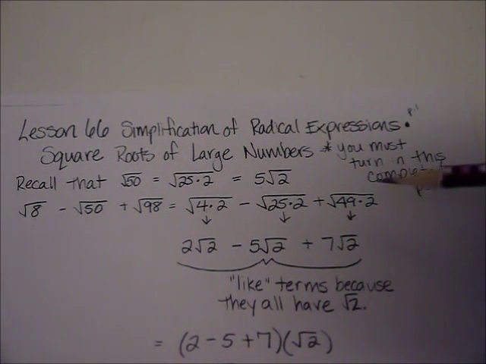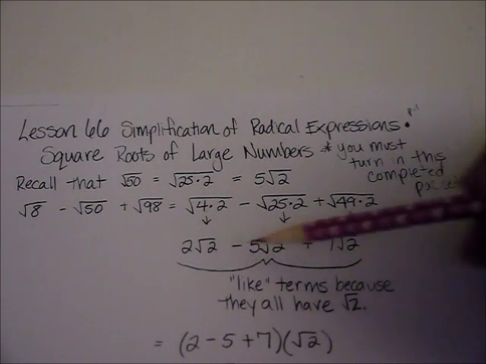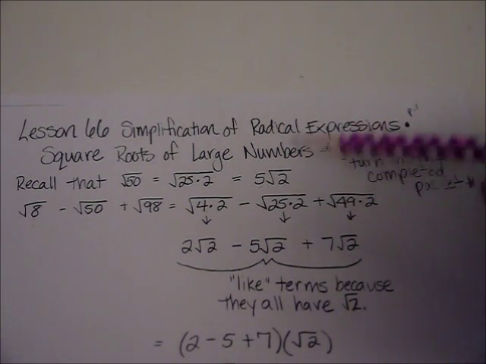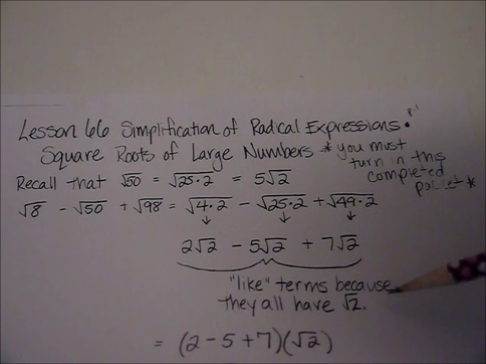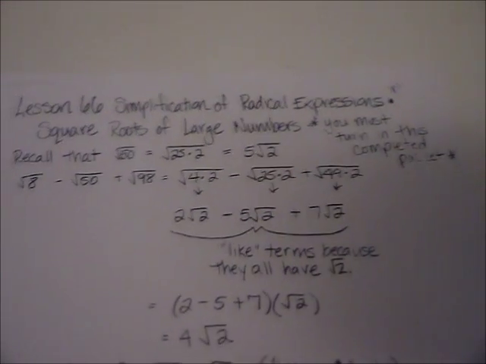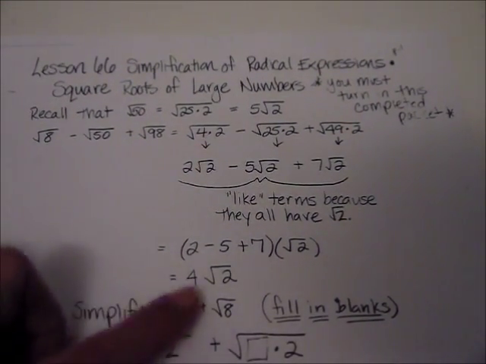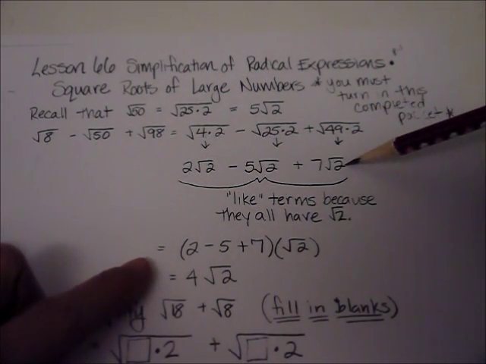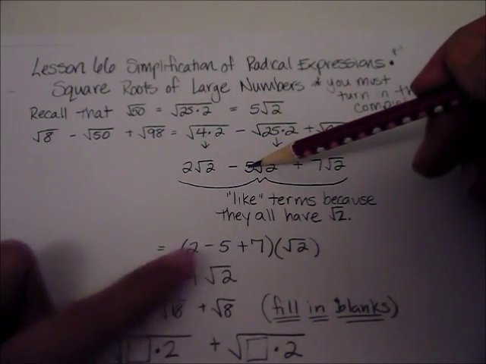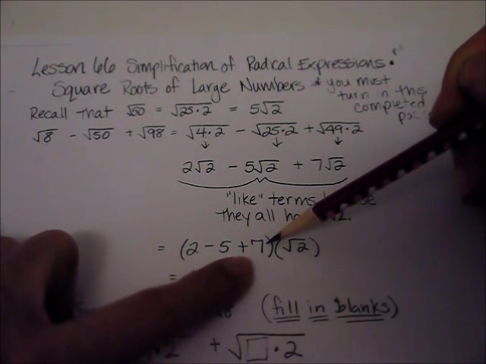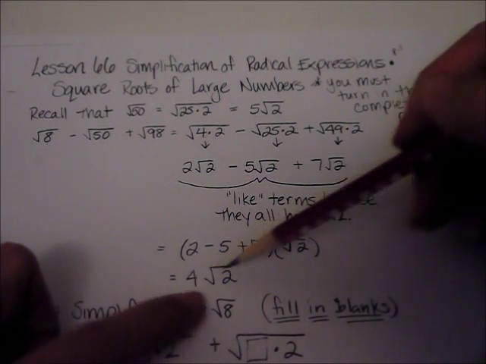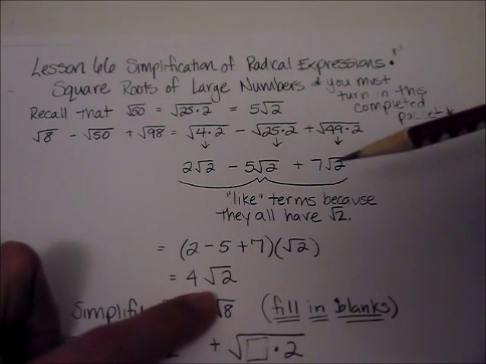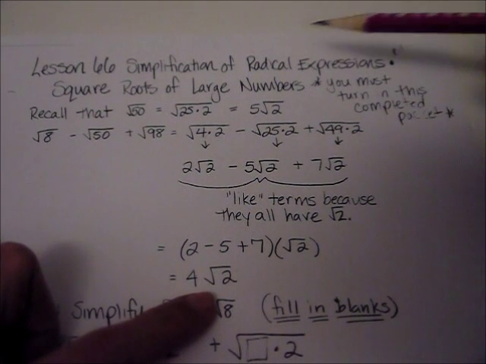All right. Now looky here. This is so exciting. We have a 2 under everybody's radical. So that means they are all like terms, because they all have the square root of 2. So all we have to do, I don't know if this makes sense to you, where I have 2 minus 5 plus 7, it just means you do 2 root 2's minus 5 root 2's plus 7 root 2's. So in your head you do 2 minus 5 is negative 3 plus 7 is positive 4 root 2's. Okay, so that's how we're doing these.